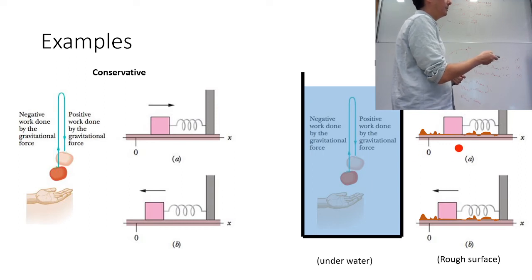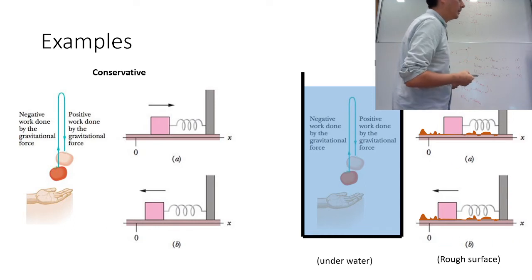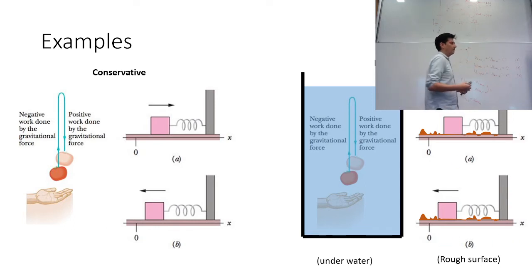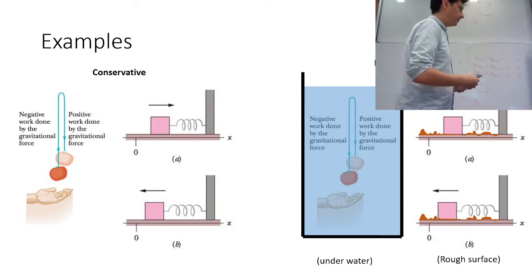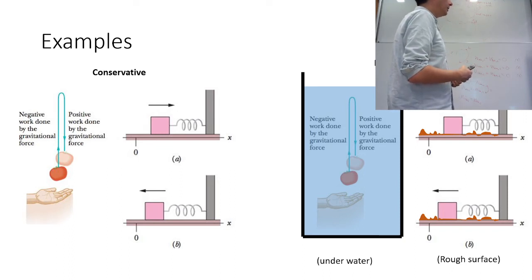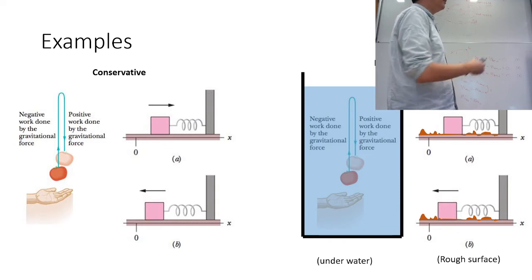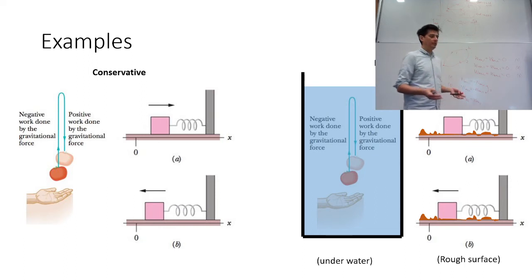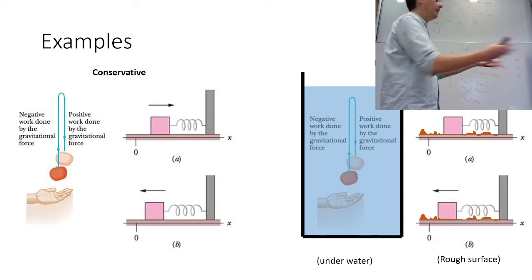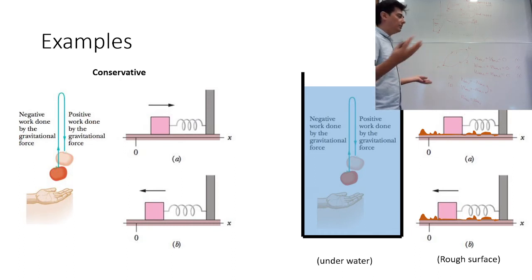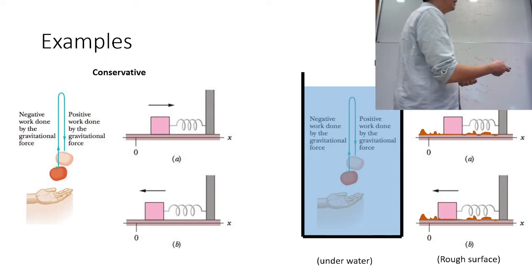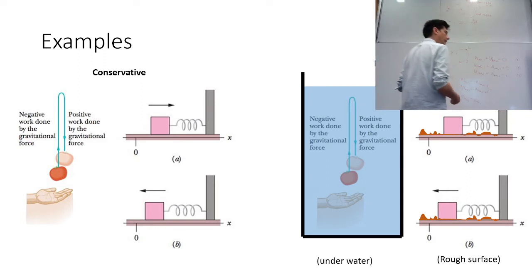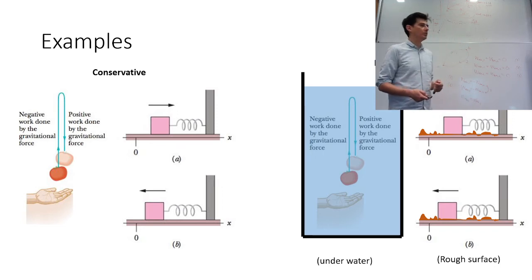Similarly with this, so the frictional force, this is supposed to be some kind of rough surface. Again, the energy that you're putting into the system will eventually be dissipated, and then you will not get the amount of energy back that you stored in the spring. Some of it will be lost back into the environment. It'll heat up the surroundings, and some of that energy will be lost. So these are non-conservative forces.